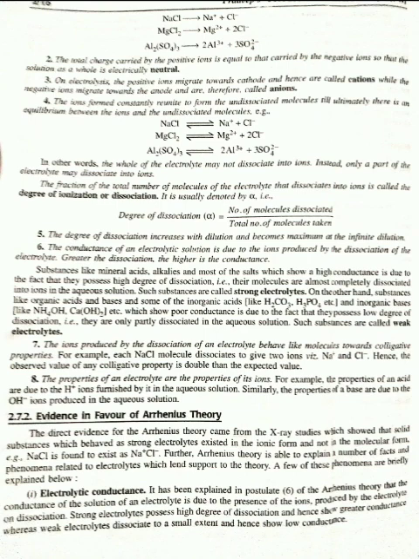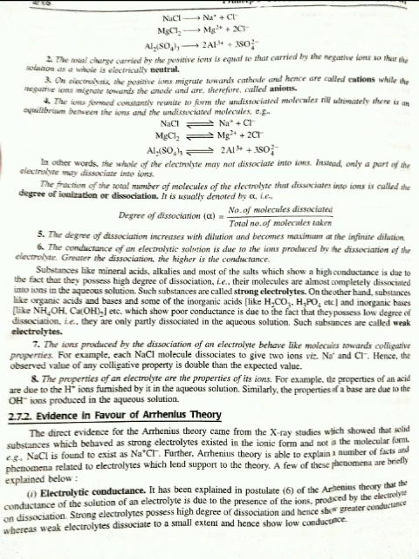Third, on electrolysis, the positive ions migrate towards the cathode and hence are called cations, while the negative ions migrate towards the anode and therefore are called anions. Fourth, the ions formed constantly reunite to form the undissociated molecules till ultimately there is an equilibrium between the ions and the undissociated molecules. Example, NaCl gives Na+ plus Cl-. In other words, the whole of the electrolyte may not dissociate into ions; instead only a part of the electrolyte may dissociate into ions. The fraction of the total number of molecules of the electrolyte that dissociates into ions is called the degree of ionization or dissociation.